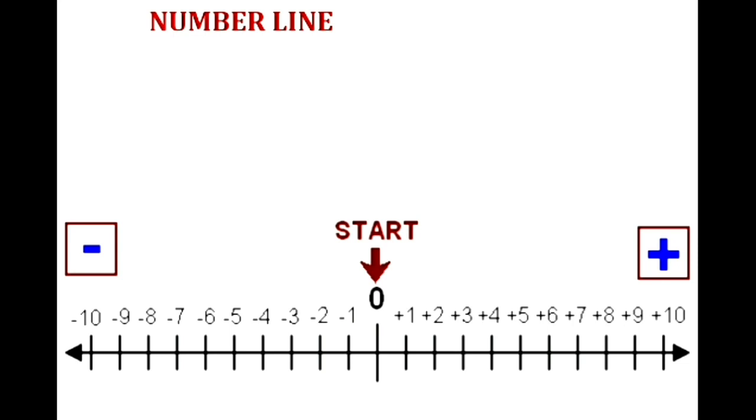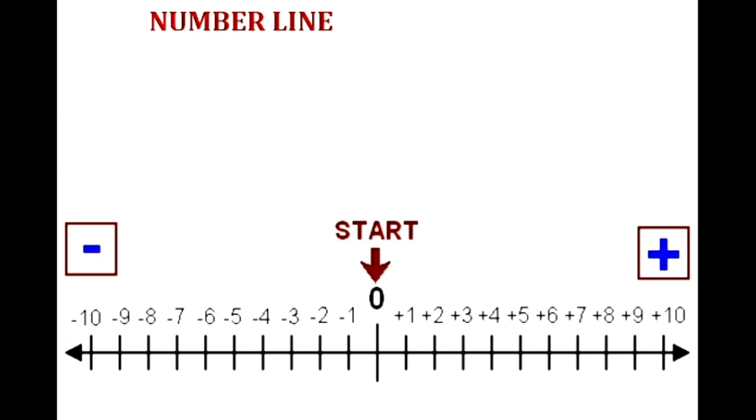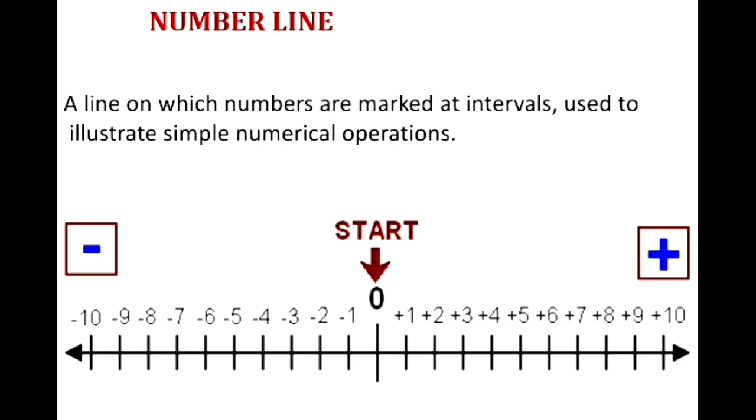It is neither negative nor positive. When we go on the left hand side of 0, those numbers are negative integers, and if we move right of the 0, it will be positive integers. A line on which numbers are marked at intervals used to illustrate simple numerical operation is called a number line.